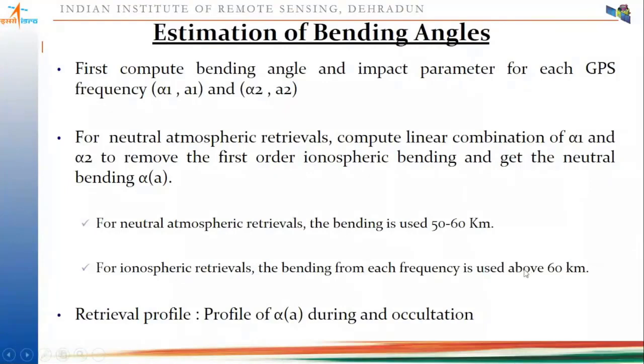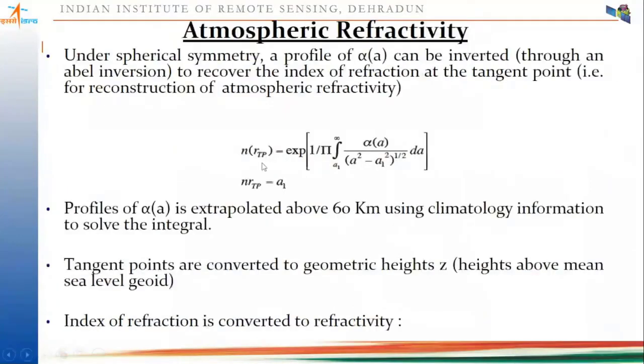This is basically the Abel transform. Here alpha is the bending angle. Using that we can find the index of refraction, which is N. N is a function of R, basically the radius, and it is a function of the bending angle. So using this bending angle alpha A we can derive N, which is the index of refraction.